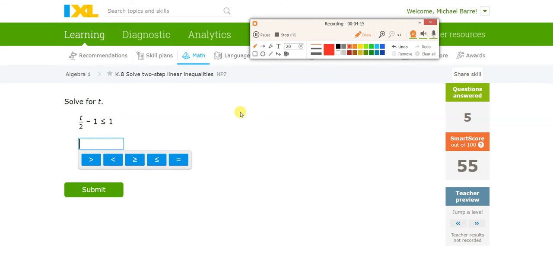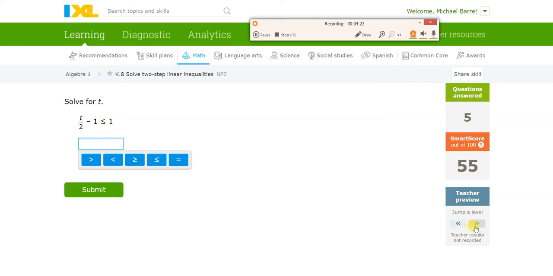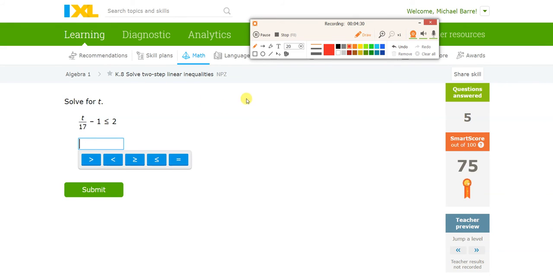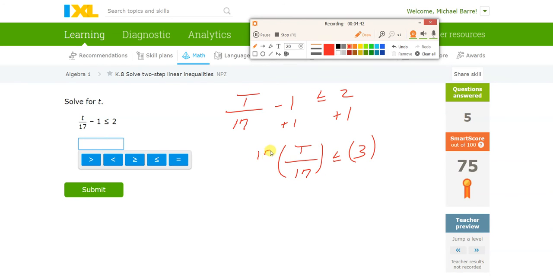This one will not require a flip or a flop. I'm going to jump to a next level. I don't see anything magical here. t over 17 minus 1 is less than or equal to 2, adding 1 to both sides. t over 17 is less than or equal to 3, multiplying both sides by 17. No flip, no flop. What is that, 51? t is less than or equal to 51.